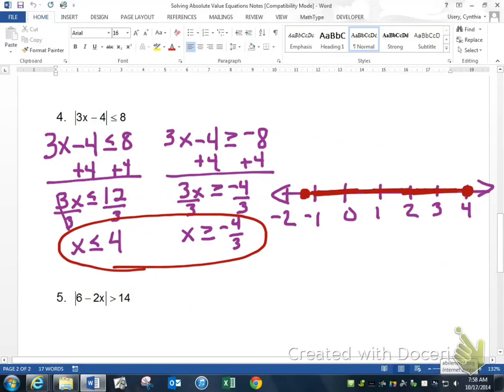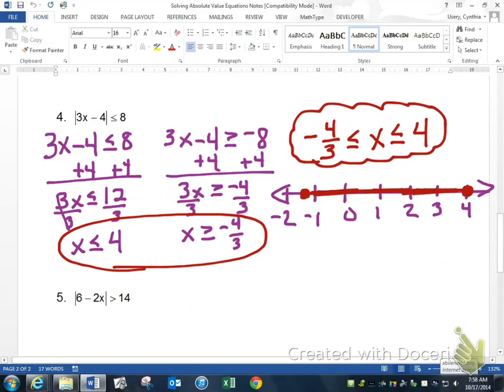I'm going to put the lowest amount on the left: negative 4/3 is less than or equal to x is less than or equal to 4. You must put it together in a compound inequality. And that's our answer. This is our inequality answer, and then you must also have the graph. Okay, let's look at number 5 and see if it's different.